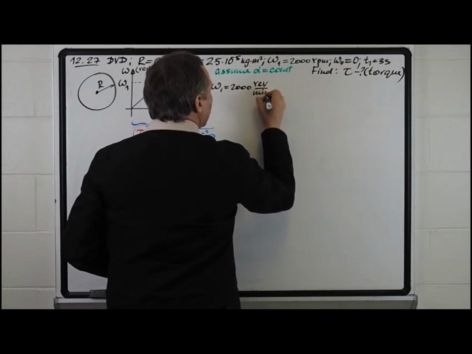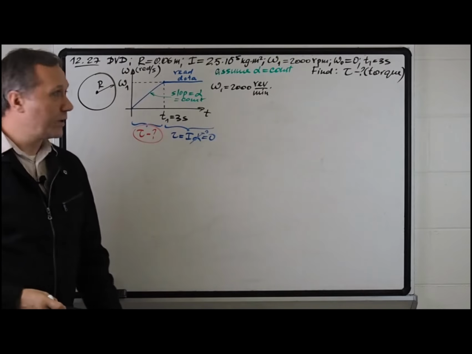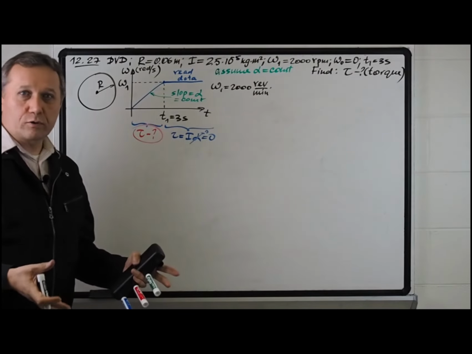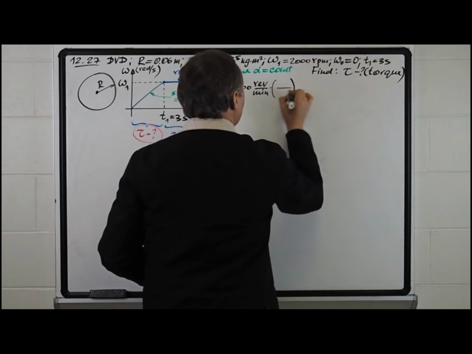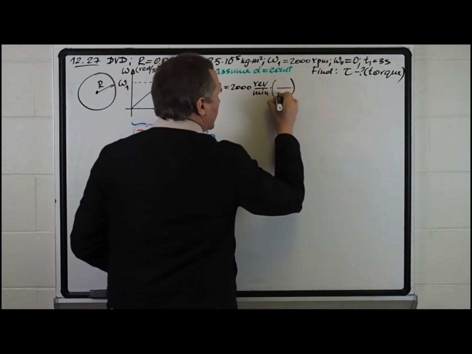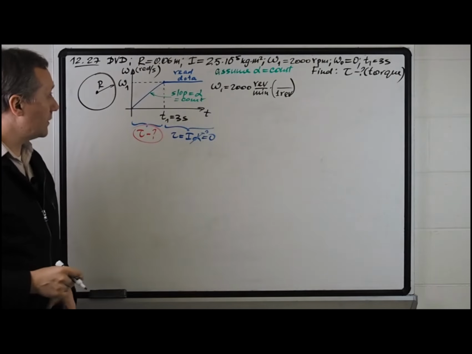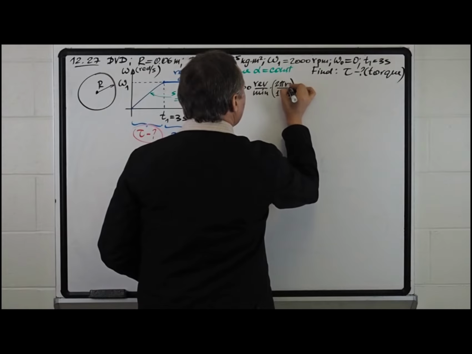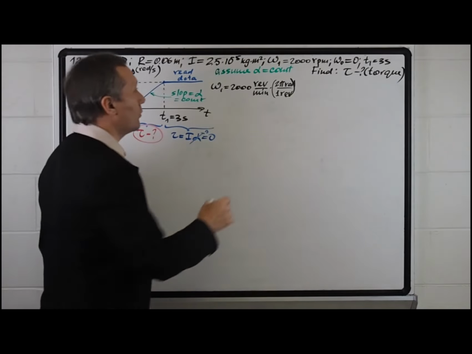Revolutions per minute. Okay, so I need to get rid of revolutions, I need to get rid of minutes. So I have to multiply this by ratios which are 1. First ratio, which is 1, right? I want to get rid of revolutions. It means that 1 revolution I will put downstairs in the denominator, and 1 revolution is 2 pi radians. So that is the first ratio of 1, which will help us to get rid of revolutions.